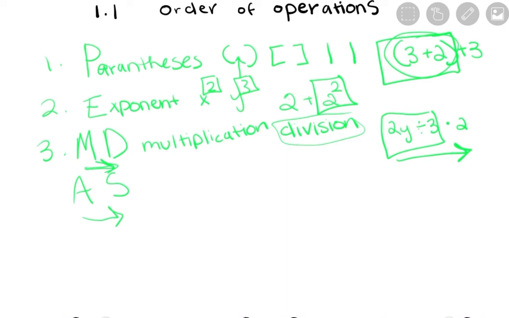Same thing, if multiplication comes before division, we're going to do that first. So if it said 3 times 2 divided by 2y, we're going to do this first because multiplication is first on the left to right, not because it's first when we say PEMDAS. The same thing applies with the next step, which is going to be addition and subtraction.